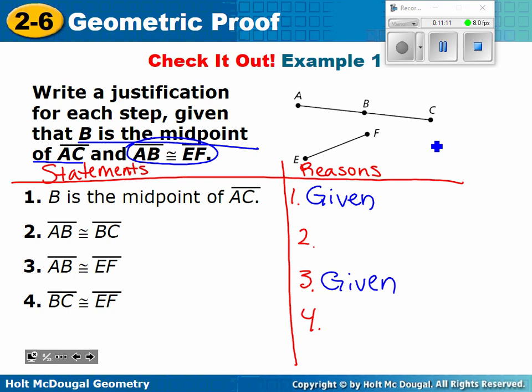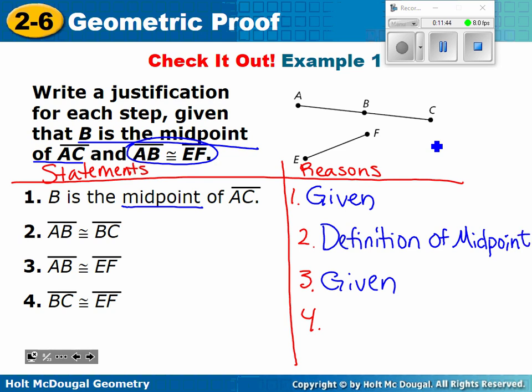So be careful. All right, number 1, B is the midpoint of AC. So we look at the picture, B is the midpoint of AC. How do we know that that means AB is congruent to BC? Definition of midpoint. It's not rocket science. Don't make it harder than it is. Look for your keywords. So you say definition of midpoint. Every time if it's a definition, you say definition of, and you list the word that it is the definition of.